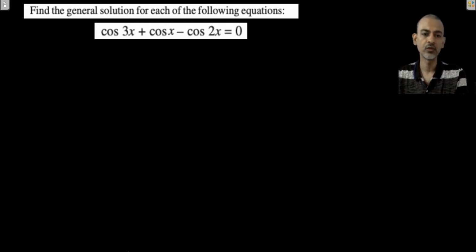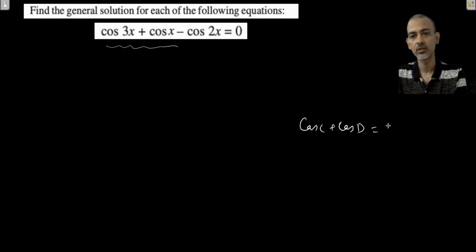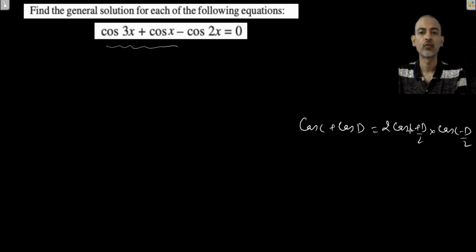When you look at this problem closely, what I see is that this is cos c plus cos d. And what is the formula for cos c plus cos d? My formula for cos c plus cos d is 2 cos of (c plus d) by 2 into cos of (c minus d) by 2. Here, c plus d by 2 will be (3x plus 2x) by 2, and the other one will be (3x minus x) by 2.